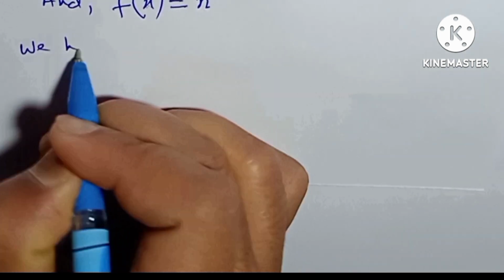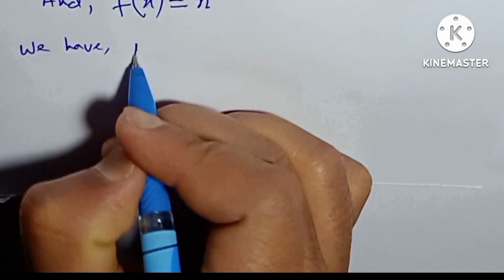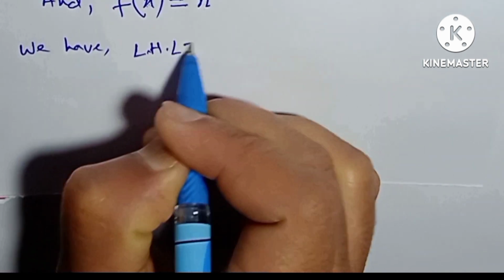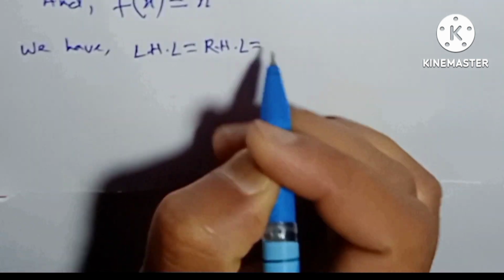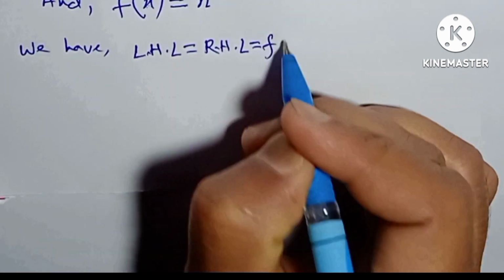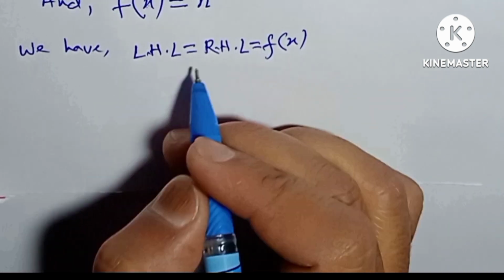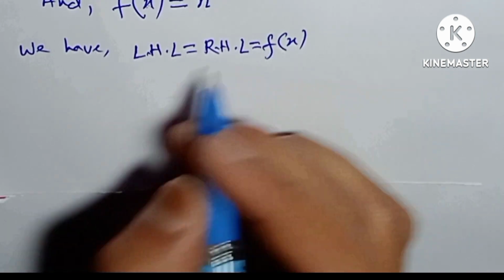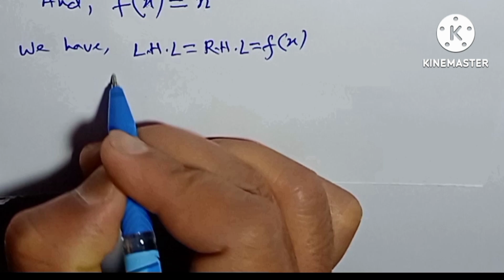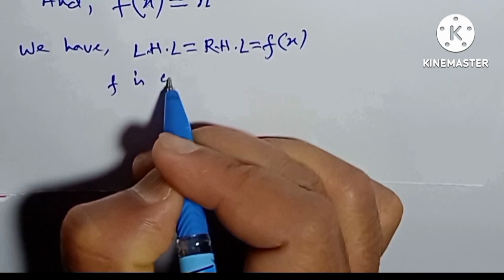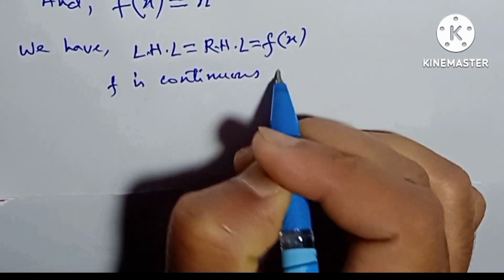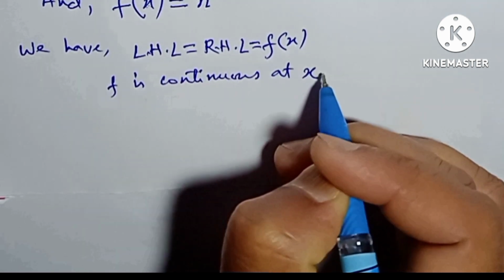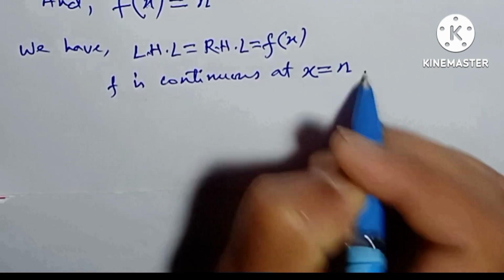We have left hand limit equal to right hand limit equal to f of n. All these three are equal, so f is continuous at x equal to n.